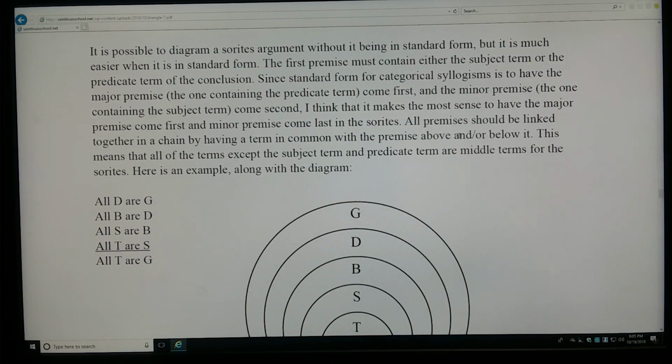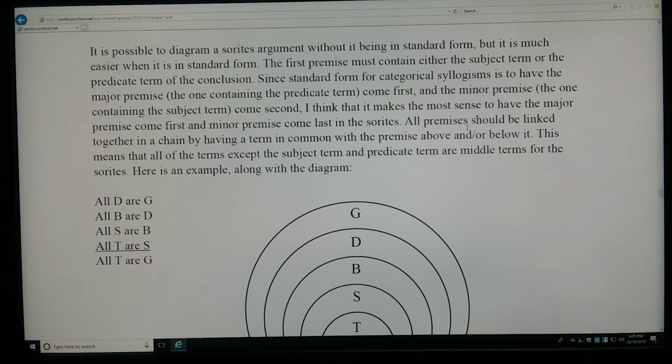A couple of things that we need to know about Sorites arguments is that it is much easier to diagram them if they are put into standard form. It's possible to diagram them without having them in standard form, but it's much easier if they are in standard form. Since the standard form for categorical syllogisms is to have the major premise, which is the one containing the predicate term, come first, and the minor premise, which is the one that contains the subject term, come second, I think it makes the most sense to have the major premise come first and the minor premise come last for our Sorites arguments.